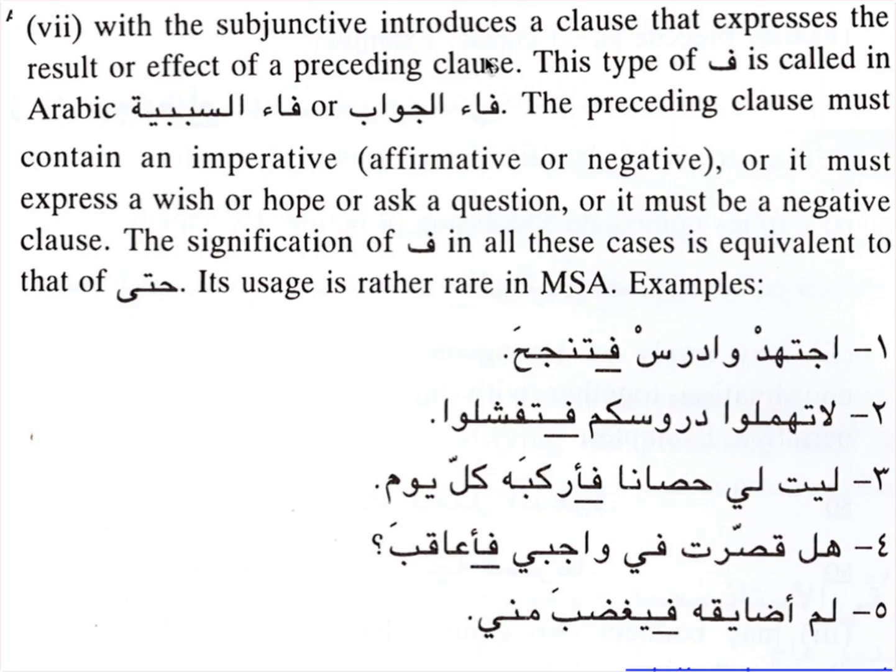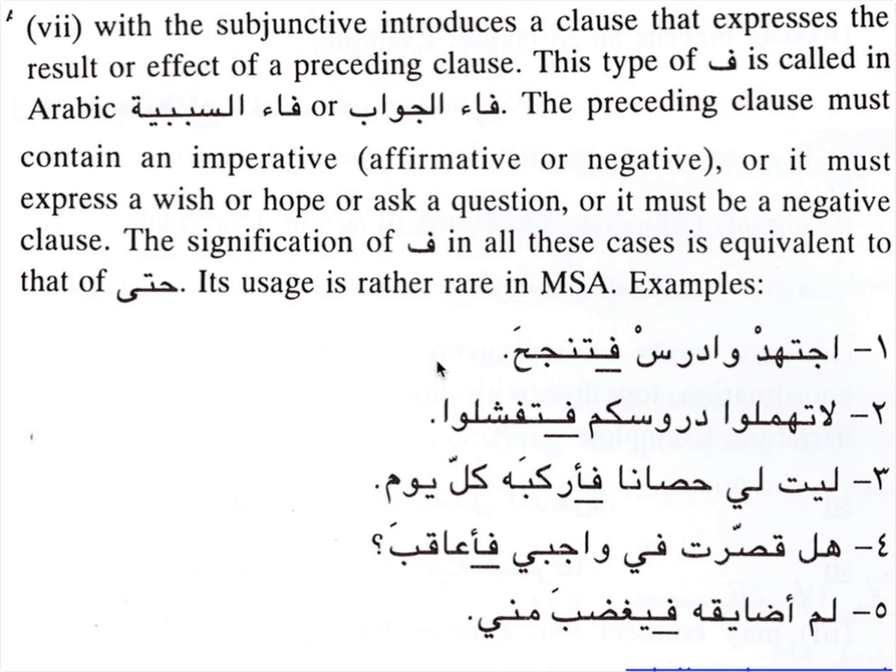Fa with the subjunctive introduces a clause that expresses the result or effect of a preceding clause. So again, the consequence. This type of fa is called in Arabic sababiya fa or fa al-jawab. The preceding clause must contain an imperative, affirmative or negative, or it must express a wish or hope, or ask a question, or it may be a negative clause. So these are the conditions for using the fa. The significance of fa in all these cases is equivalent to that of hatta. Hatta is another word, so its usage is rather rare in MSA. So let's look at some of those examples.